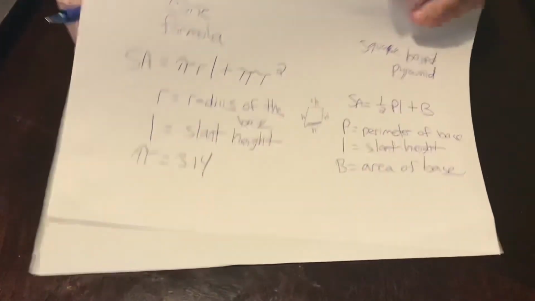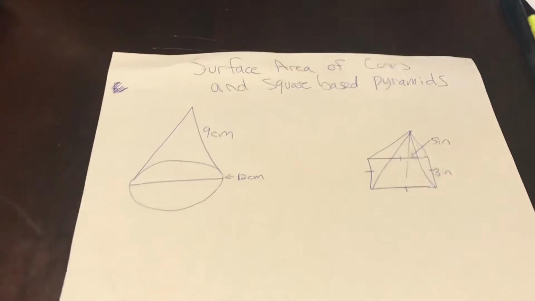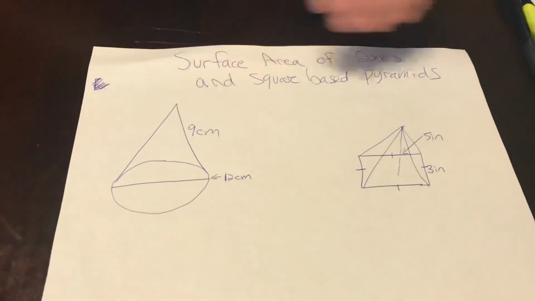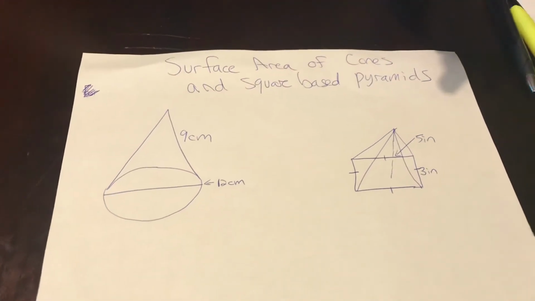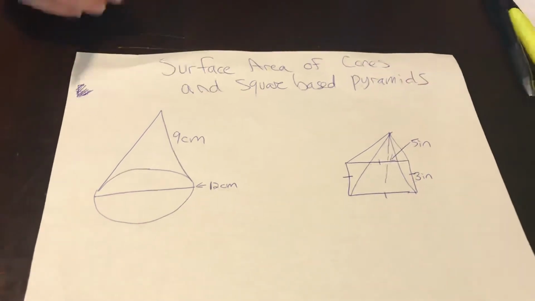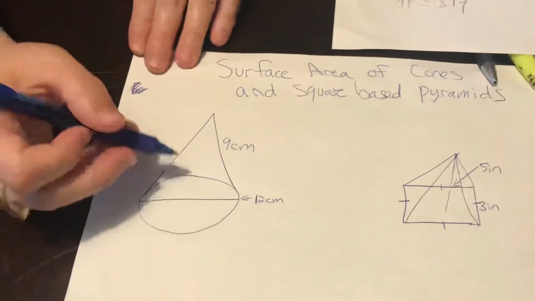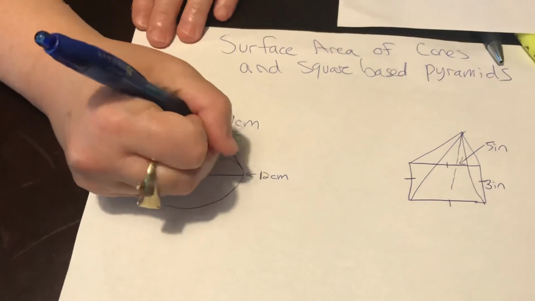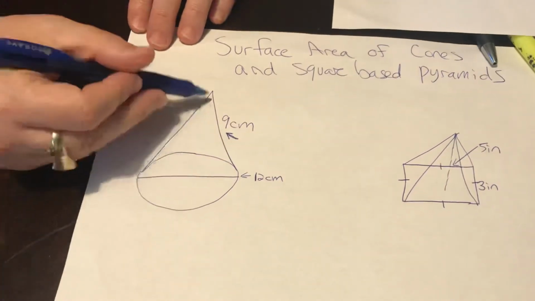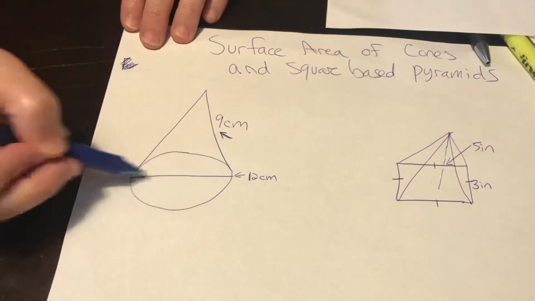Now let's go ahead and work out these two problems I have here. One is on the surface area of the cone. One is on the surface area of the square-based pyramid. So let's look at what we have first. We have 9, and that's our slant height, and then we have 12, which is our diameter.